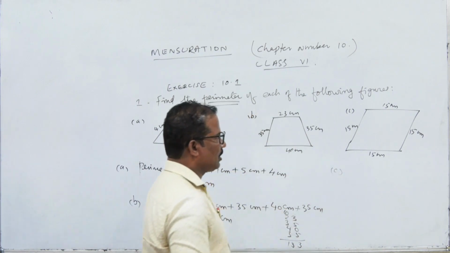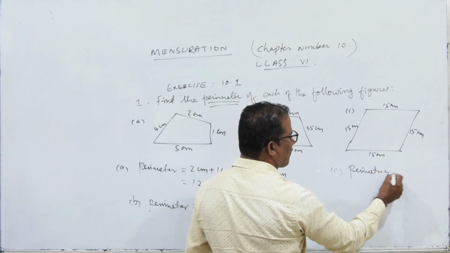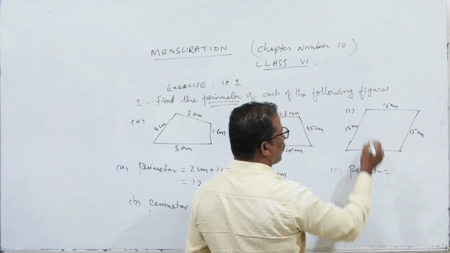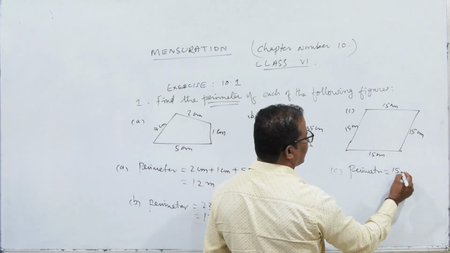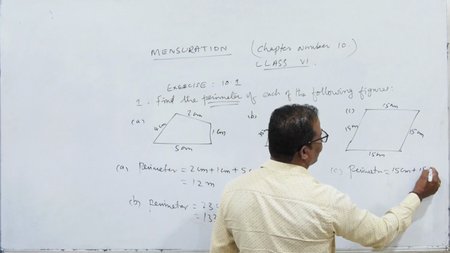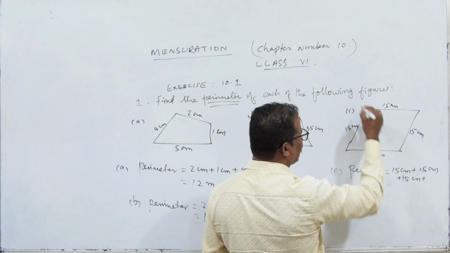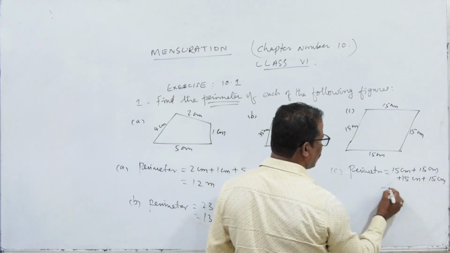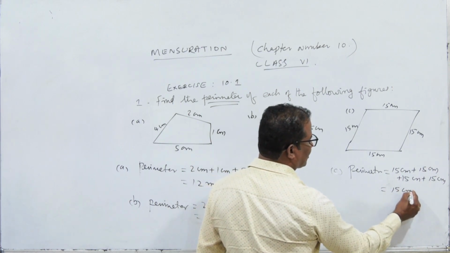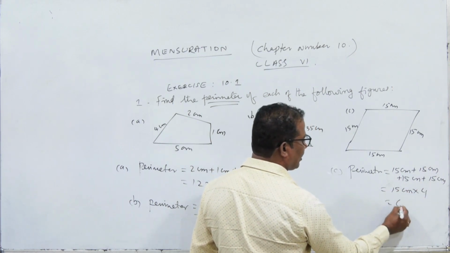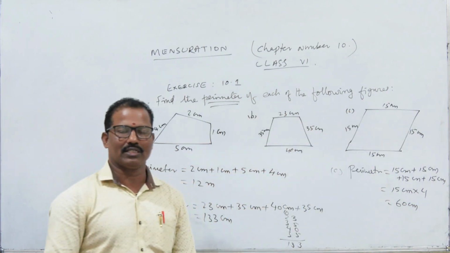So for the last question, that is C, the perimeter of the boundary is equal to this length, this length, this length and the fourth length. That is 15 centimeter, again 15 centimeter plus 15 centimeter and 15 centimeters. So we have to add 15, four times. Directly we can do 15 into 4. 15 4s are 60 centimeter. So the total perimeter of this figure is 60 centimeter.